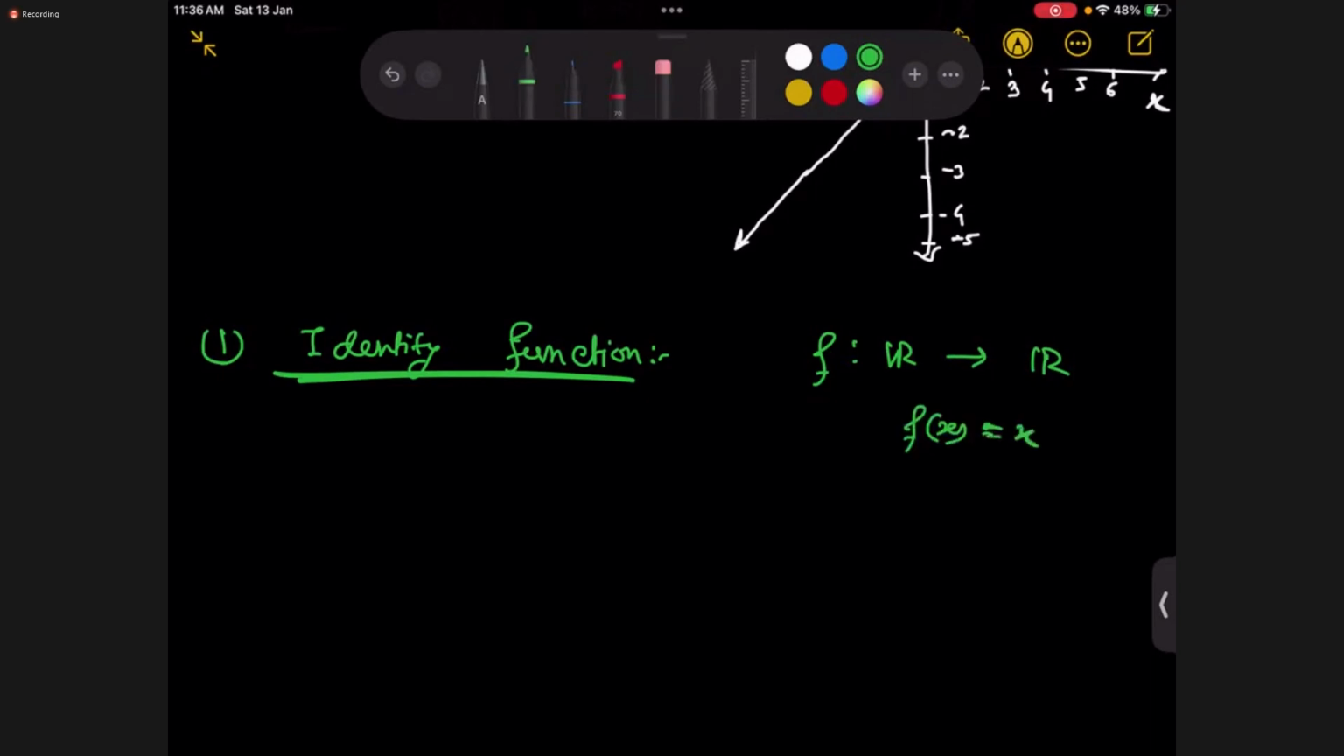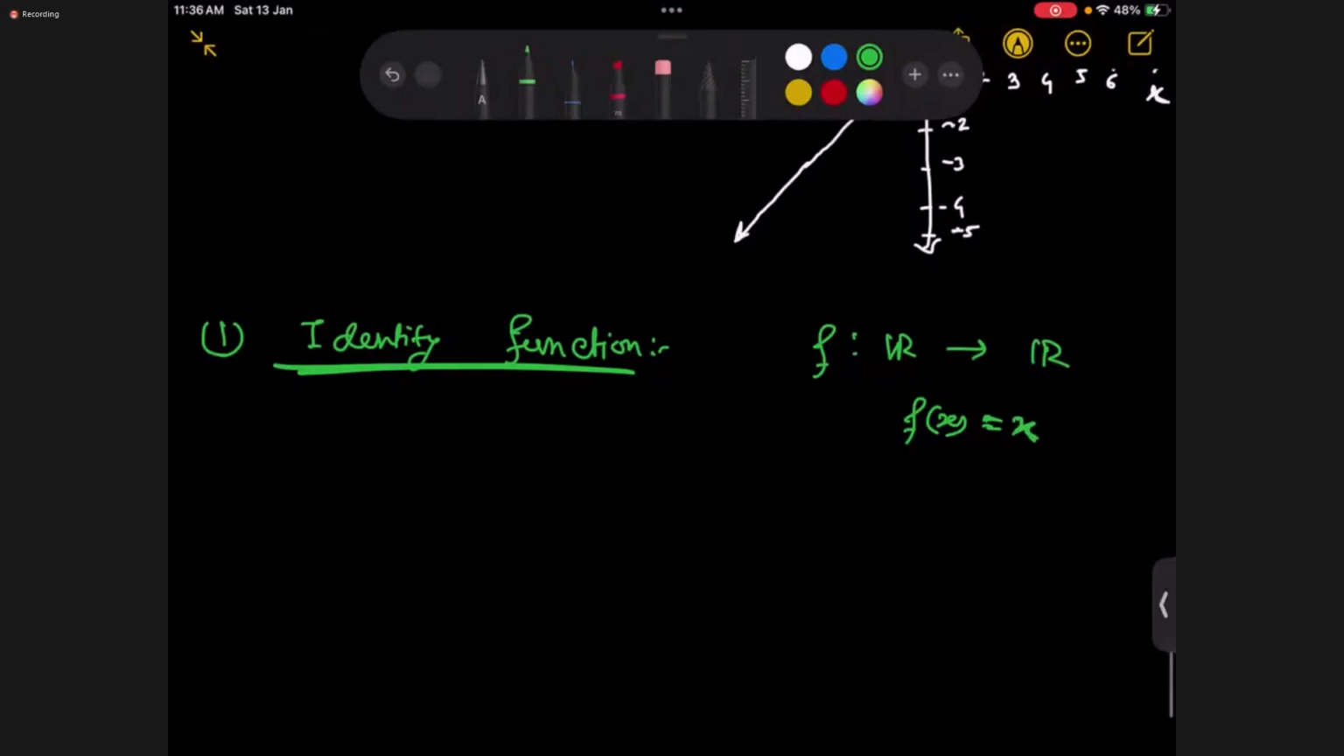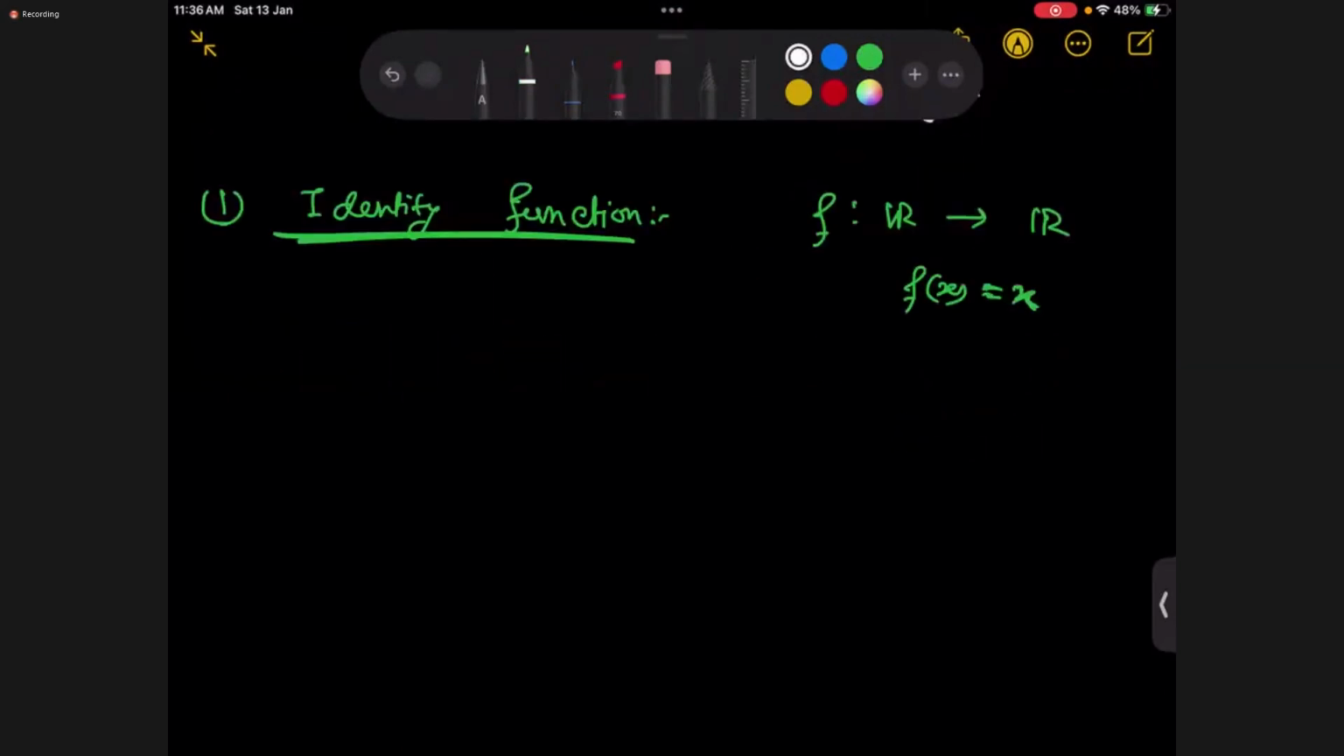If y equals x, okay, so the graph will be like this. This is the graph of the function. This is our x-axis, this is our y-axis, and this is the y equals x line. Okay, y means f of x here.